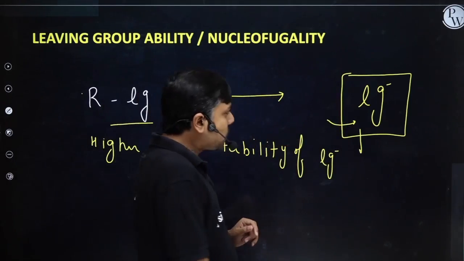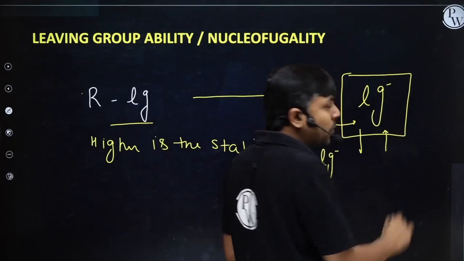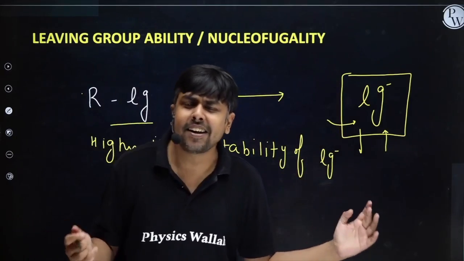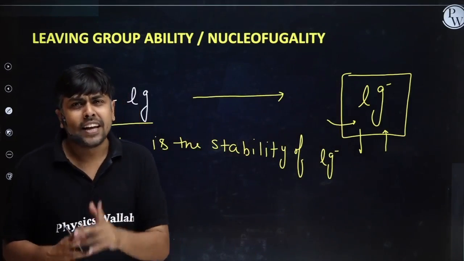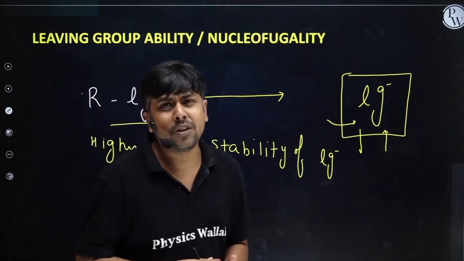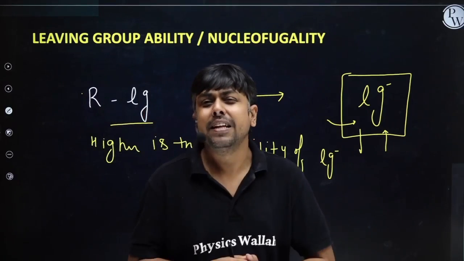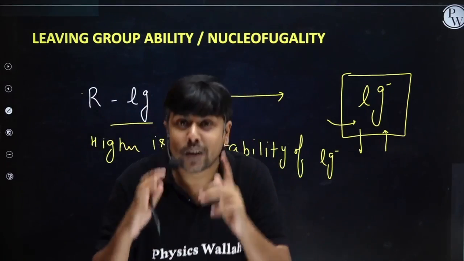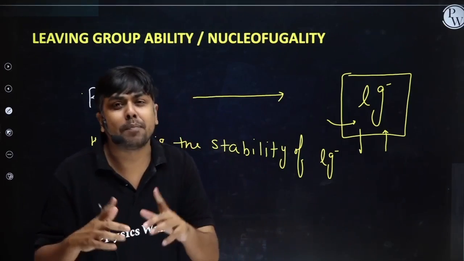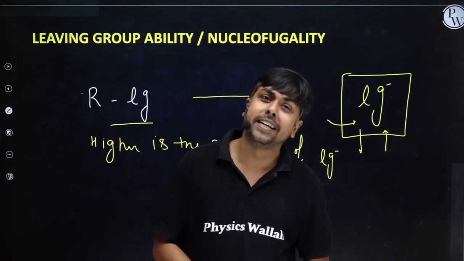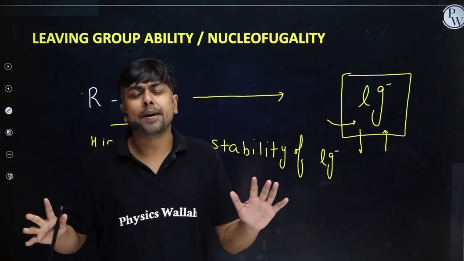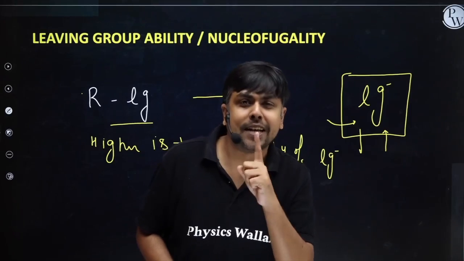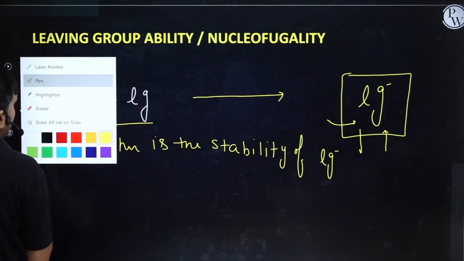One more point. Students, if this Lg minus is more stable, can I say it will have less tendency to react, right? It will have less donation ability. In that case, can I say it will be relatively a weaker base? So students, basically good leaving groups are weaker bases. If I have to compare the leaving ability of a leaving group, simply compare the basic strength. If it is a poor base, it will be a good leaving group.